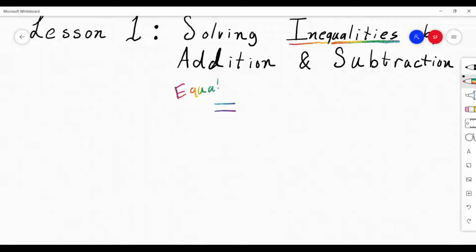What is an equality? Math class gets political.